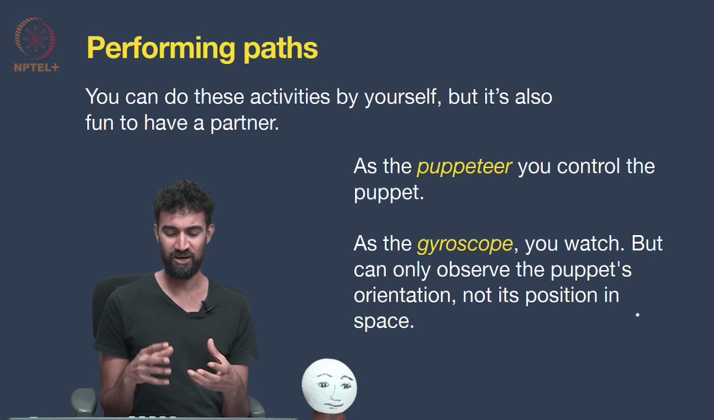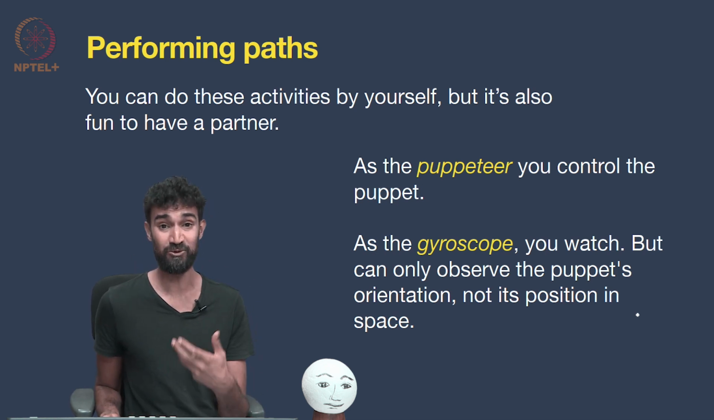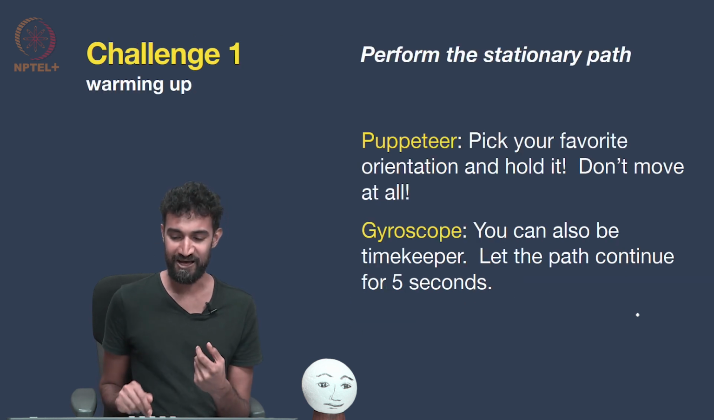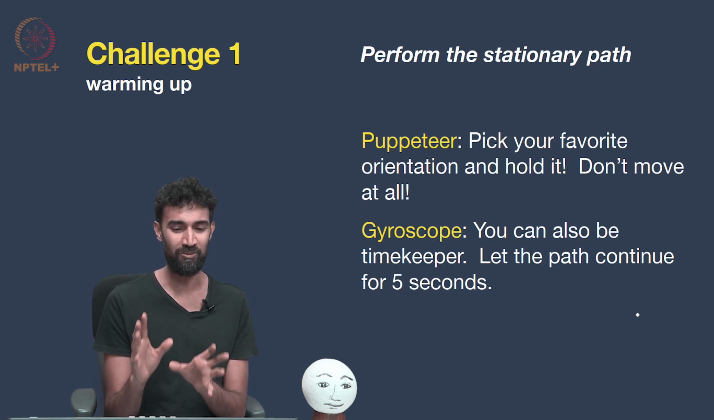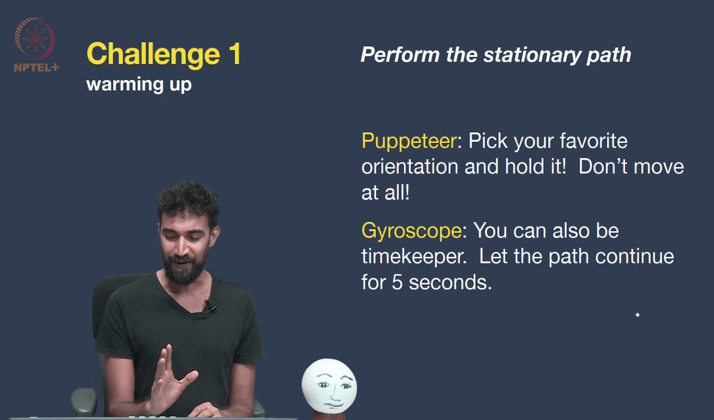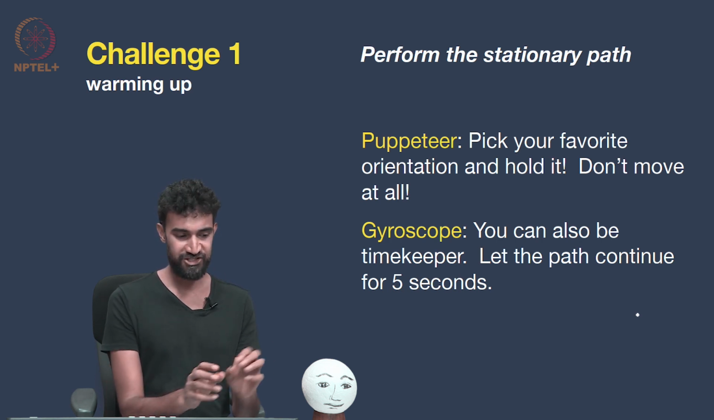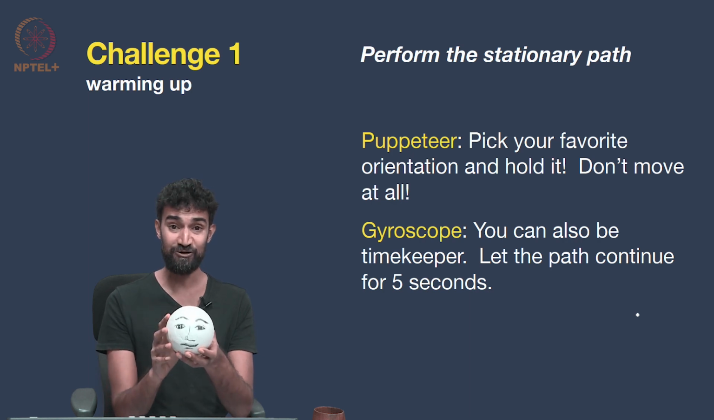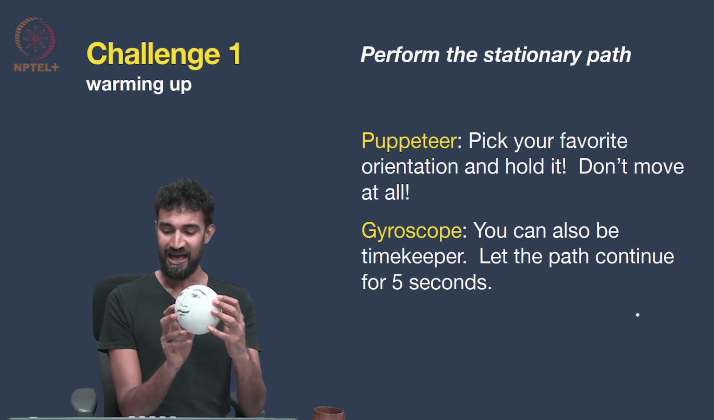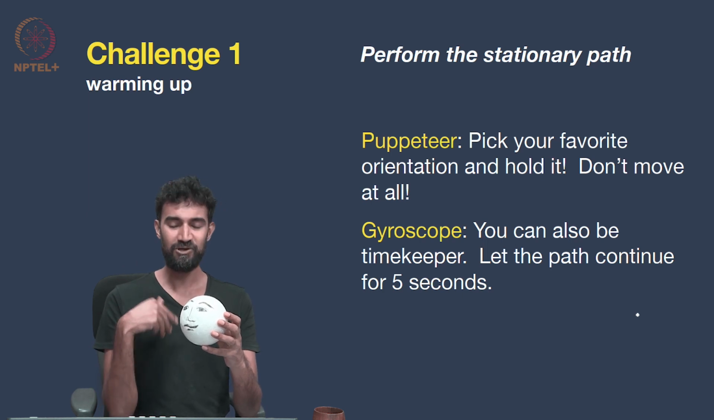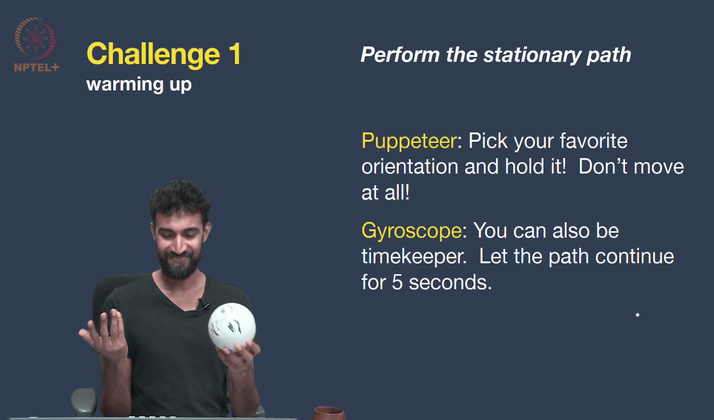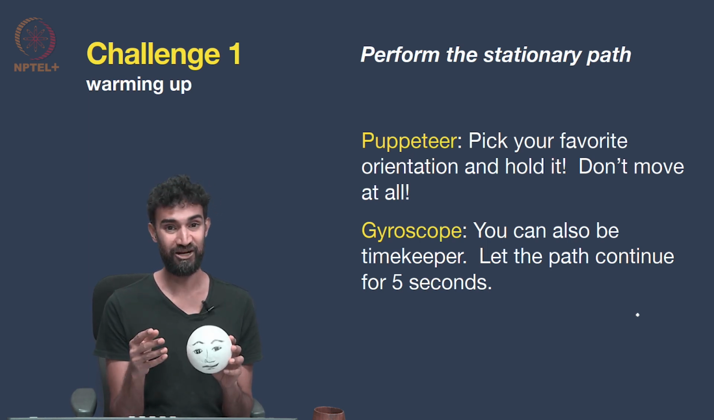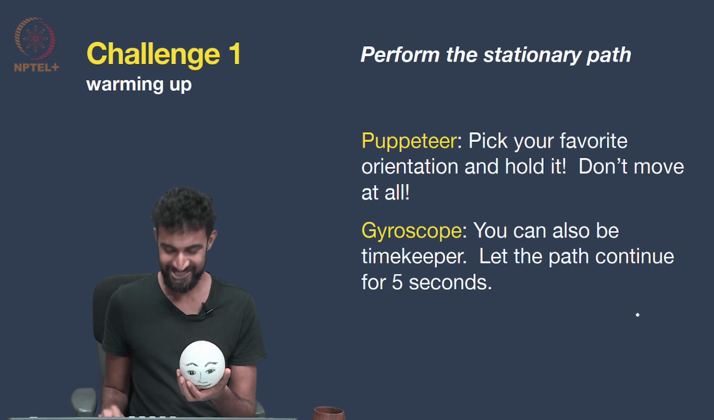So as the gyroscope, your job is to just pay attention to the orientation, make sure it's satisfying the requirements of the puzzle. And so let's do the first challenge. This is really just a warm-up. The first few challenges will be warm-ups, but this one will really be a warm-up. It shouldn't be too challenging. It's just to, as puppeteer, pick your favorite orientation and hold it. And gyroscope, you can also be the timekeeper and let the path continue for 5 seconds. For example, 1, 2, 3, 4, 5. Done. So this is what I would call a stationary path. It doesn't move.